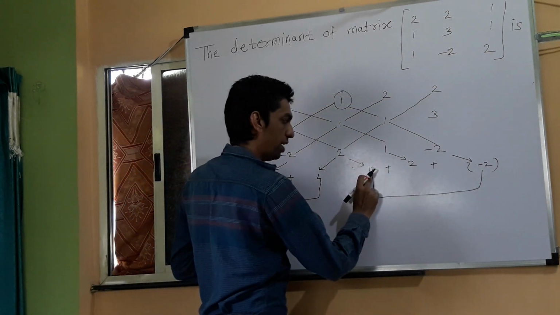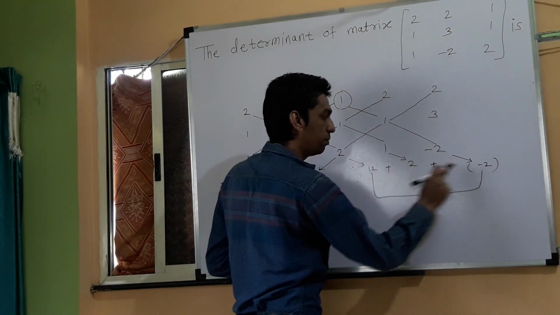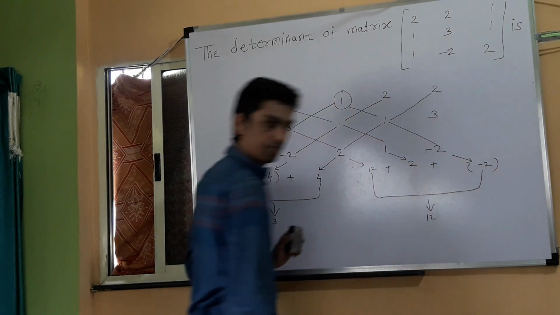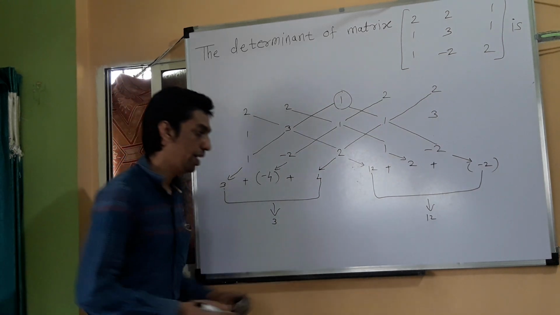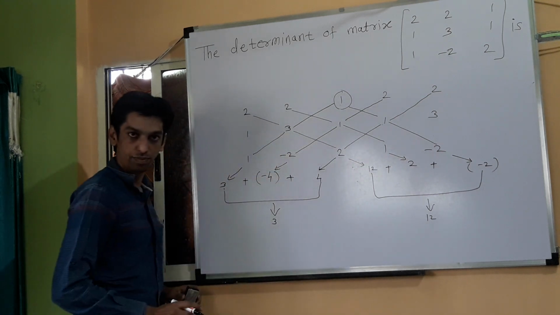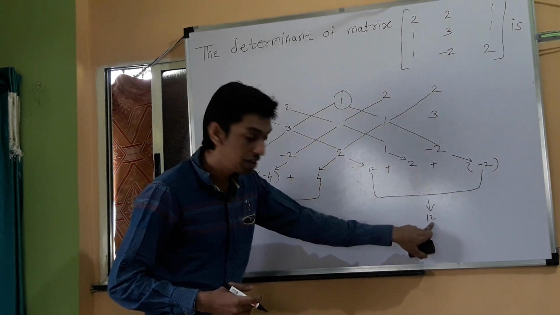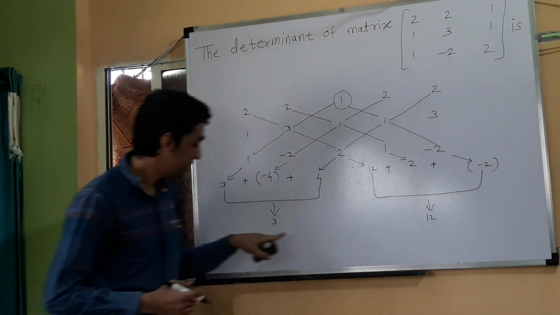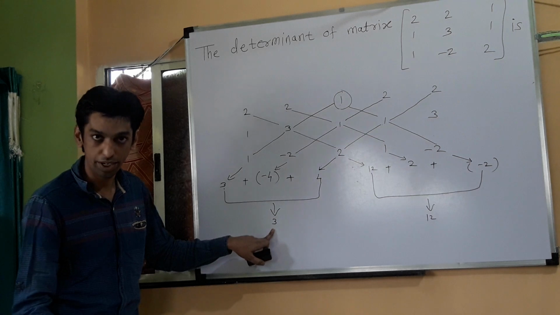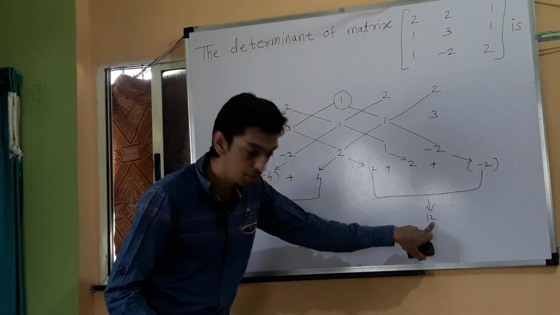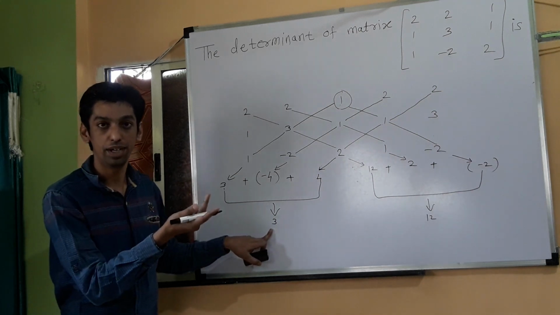Here also, 12 plus 2 is 14, and 14 minus 2 is 12. And at last, the answer is given by this number minus this number. We must always remember: whatever number we get here, that number minus this number will be the determinant of the given 3 by 3 matrix. Always this number minus this number is the determinant of any 3 by 3 matrix.